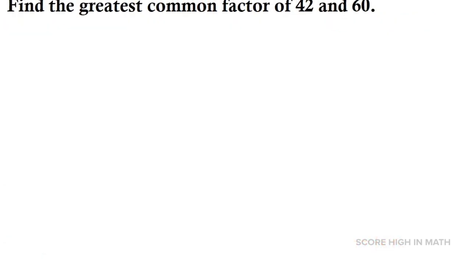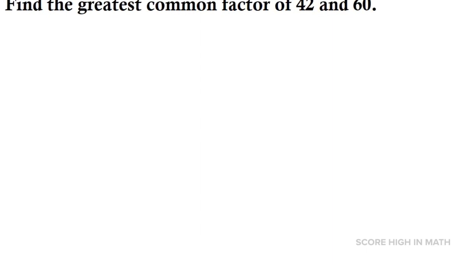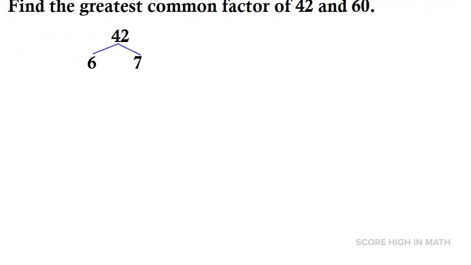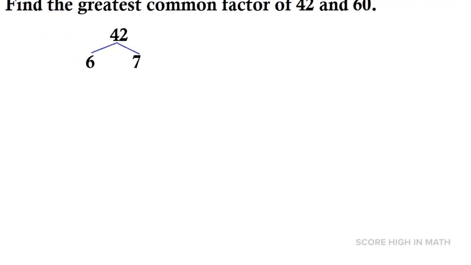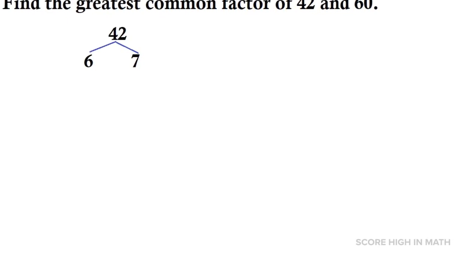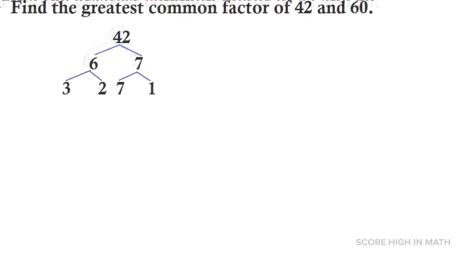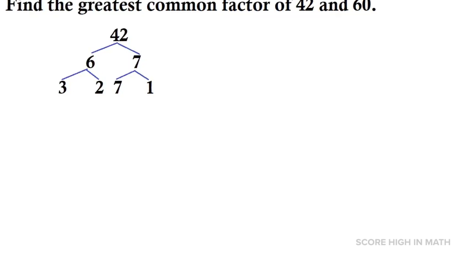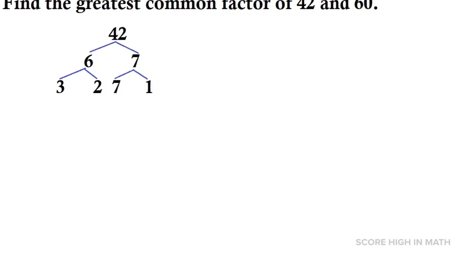Let us try another example so that everything will be clear to you. Find the GCF of 42 and 60. Let us work on 42 first. The factors of 42 are 6 and 7. The factors of 6 are 3 and 2, while 7 is 7 and 1. So, these numbers are now prime factors because we cannot multiply them with any number except 1.